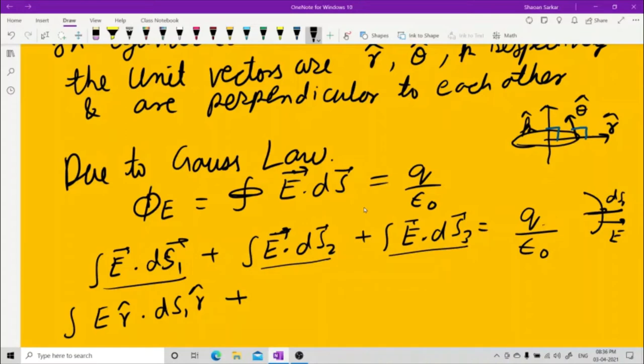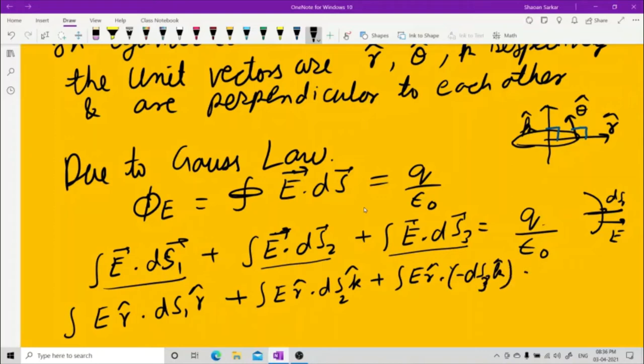And in 12th class, you used to say the contribution only comes from the curved surface, and the contribution from the top and the bottom surface is always zero. Instead of saying this, you can do it vectorially. So now it is E r cap dot ds1 r cap, plus E r cap dot ds2 k cap, plus E r cap dot minus ds3 k cap, is equal to q enclosed upon epsilon naught.